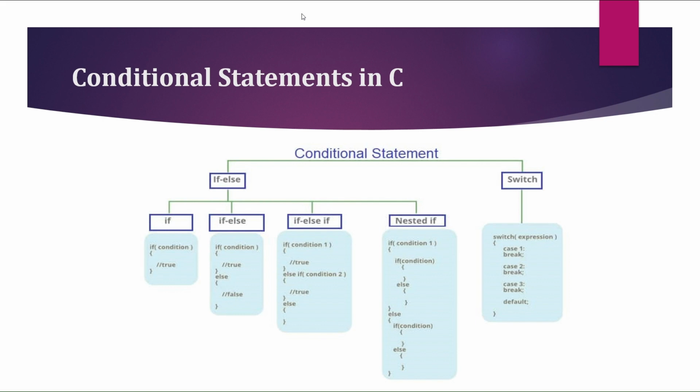So conditional statements in C, we have two types: if else and switch. In if else we have four subdivisions: if, if else, else if, nested if. If statements are a simple construct where a condition is given. If the condition is satisfied, then that block is executed, otherwise it is skipped. The second is if else. If the condition is satisfied or true, then the particular set of statements are executed or operations are performed. If the condition is not satisfied or false, then the else part is executed.